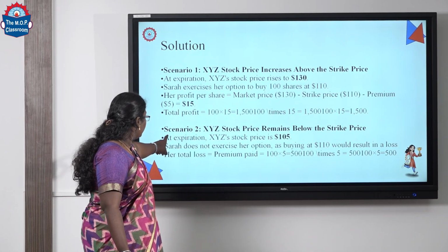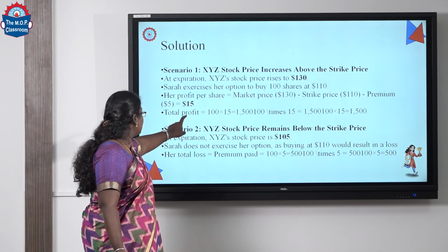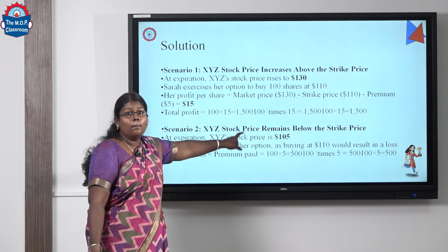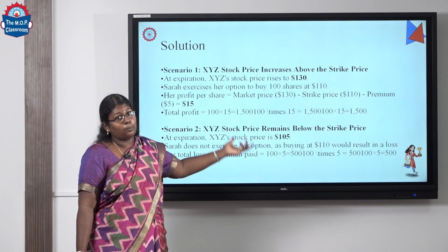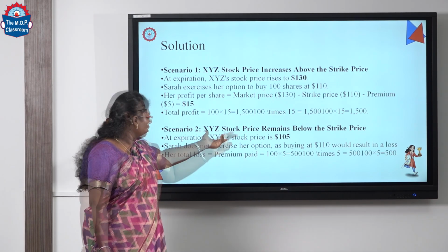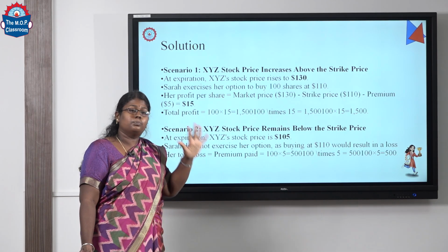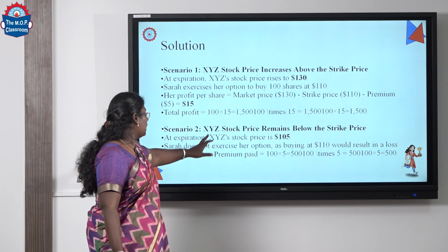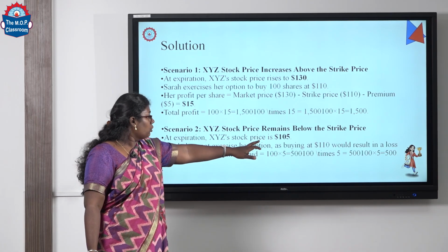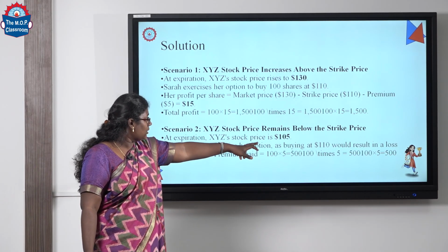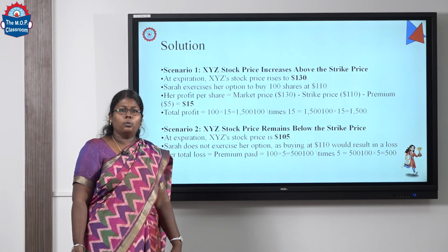If she is not going to use the strike price, because in the second scenario the value is 105 but not 110, because the strike price we determined is 110, then obviously if we use the strike price we will have a 5 rupee loss per share. So Sarah won't use that. As a result, she has a total loss of the premium amount which she paid at the time of purchasing the contract, an amount of rupees 500 only.